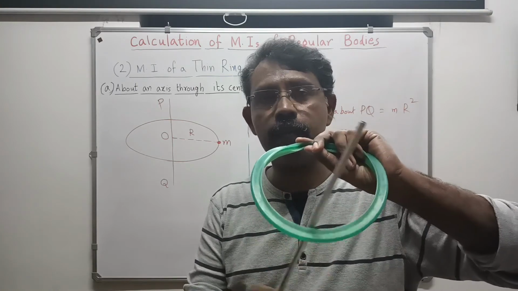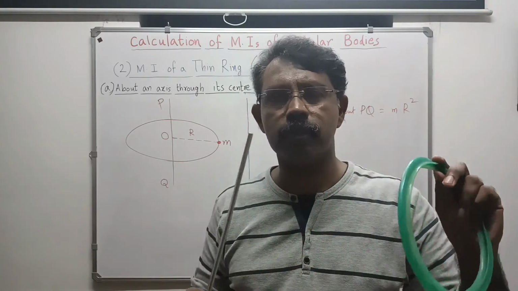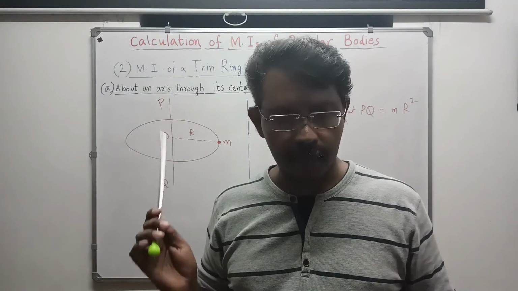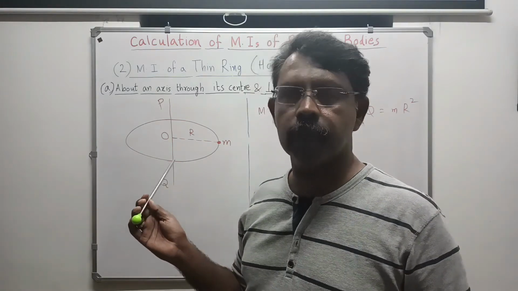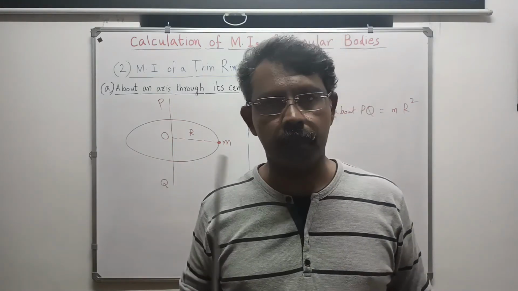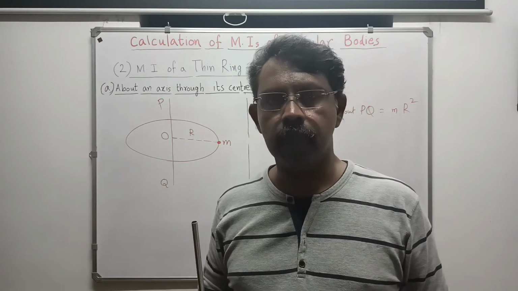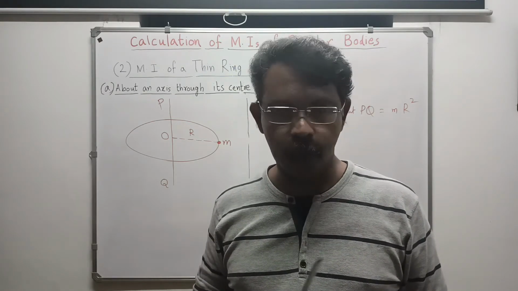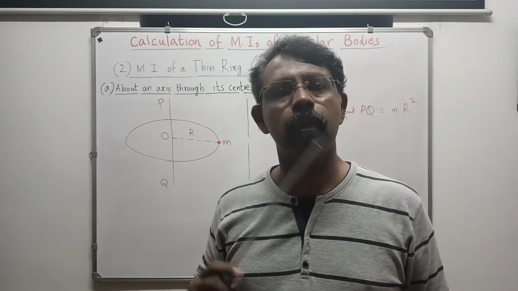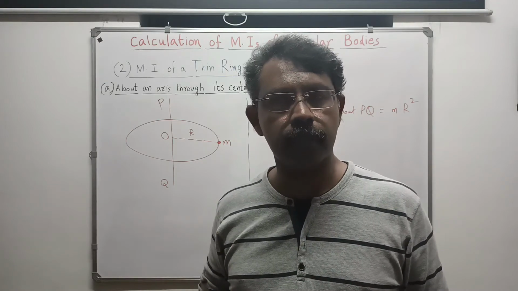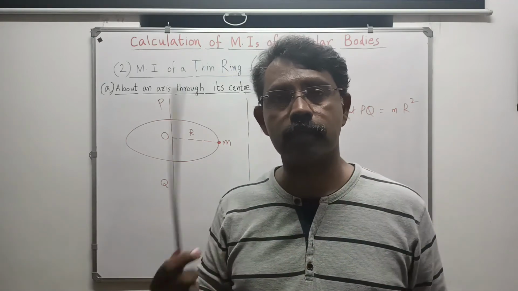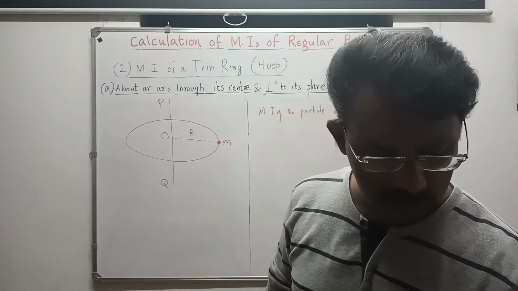So here there is no need to integrate. Just what we have to do is just to sum. I have taken the moment of inertia of the particle of mass m, a small element. What I have to do is just sum up. No need of integration, because all the particles in the ring are situated at the same distance from the axis we are considering.